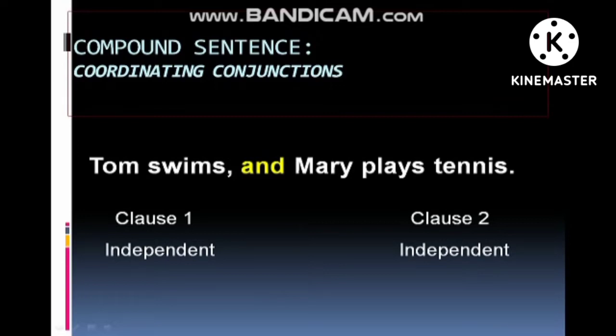Tom swims and Mary plays tennis. This is one clause, this is another. The first clause is independent and the second clause is also independent, joined by using and. So we have two clauses. What is a clause? A clause is a group of words which has a verb. So swims is a verb, and plays is another verb. Both clauses are joined by using and.